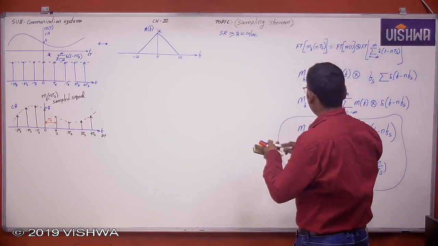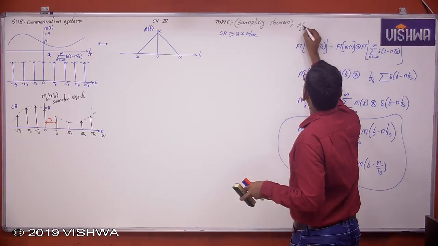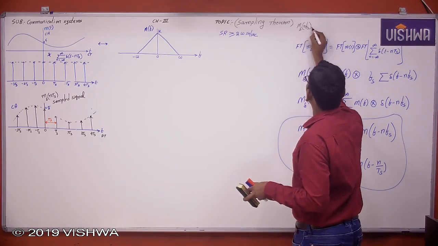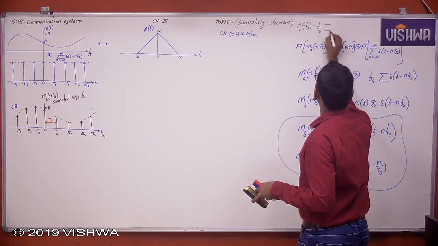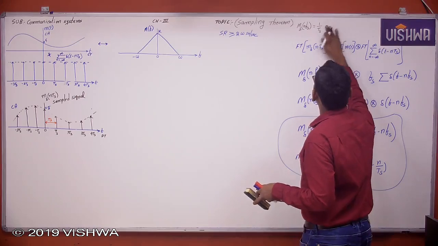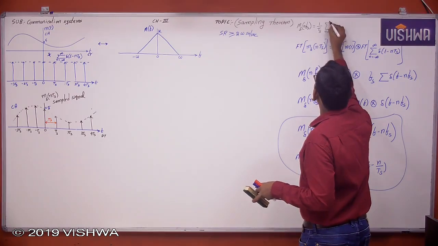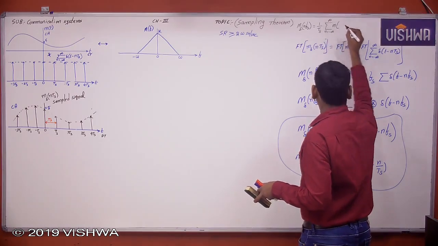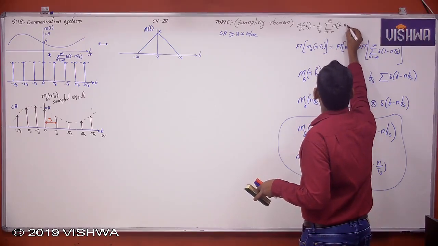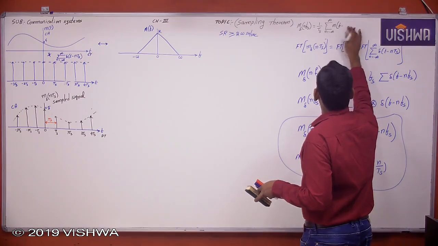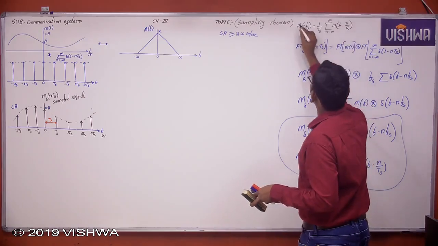Now we'll see the sample signal in frequency domain. M delta of n fs, which is equal to 1 by Ts summation n equal to minus infinity to plus infinity M of f minus n into fs. This is the sample signal in frequency domain.